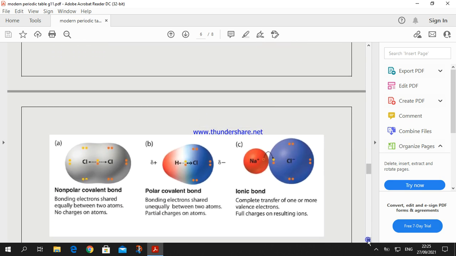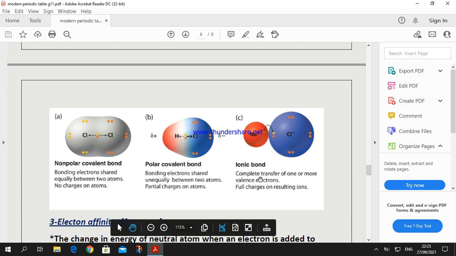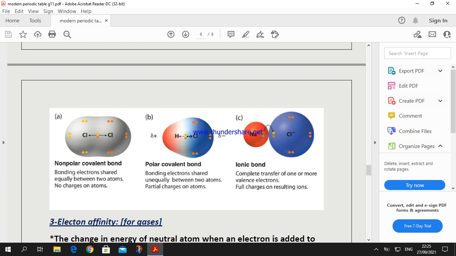This diagram illustrates the difference between an ionic bond, a polar covalent bond, and a non-polar covalent bond. In an ionic bond, there is a complete transfer of one or more valence electrons, so sodium carries a positive charge and chlorine carries a negative charge. The type of bond is ionic because the difference in electronegativity between them is greater than 2. While in two chlorine atoms, a symmetrical distribution of electrons occurs, so the bond formed is known as a non-polar covalent bond.